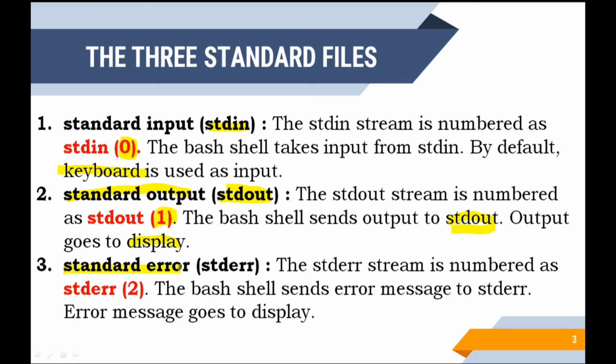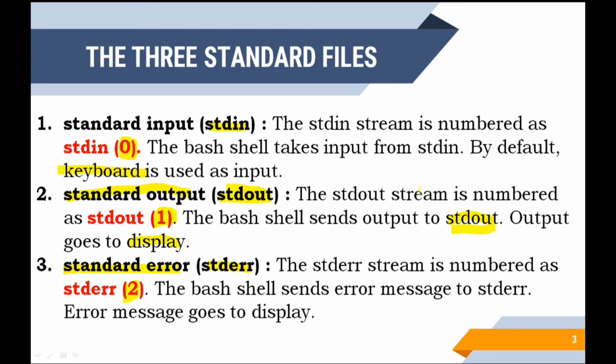Then standard error is represented as stderr, and it is numbered with the integer value 2. So the bash shell will send the error messages to the standard error. Then error messages go to the display, meaning here too the terminal is its device.